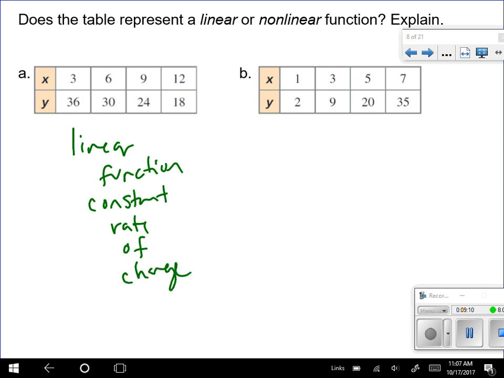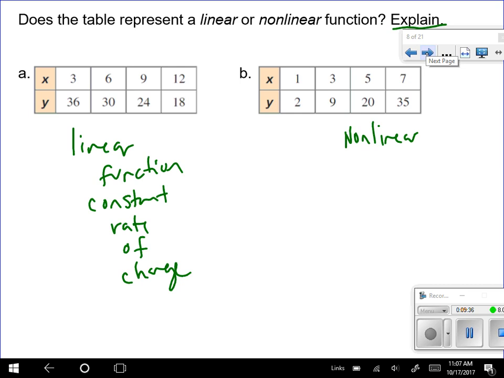Okay, so look at B. As this goes up by 2, do we have a constant rate of change down in our y? So as this goes up by 2, we increase by 7. As this goes up by 2, now we're increasing by 11. Okay, and as this goes up by 2, we're increasing by 15. Is there a constant rate of change there? No. So this is non-linear because we do not have a constant rate of change. That would be your explanation.